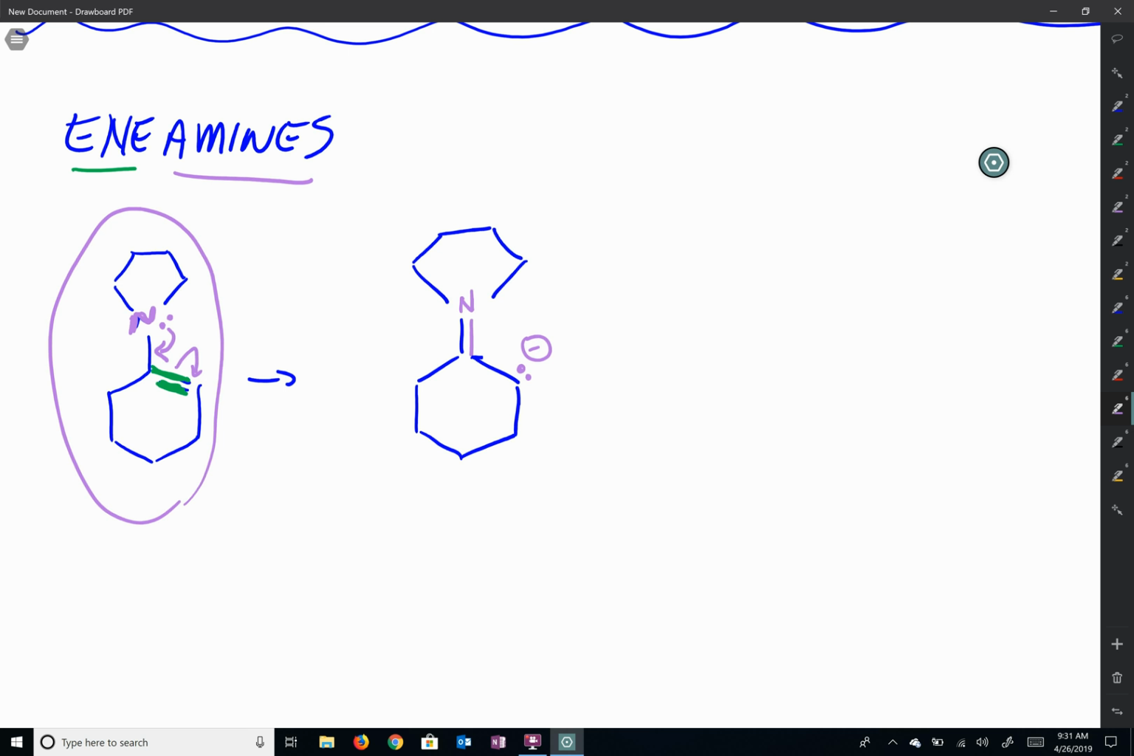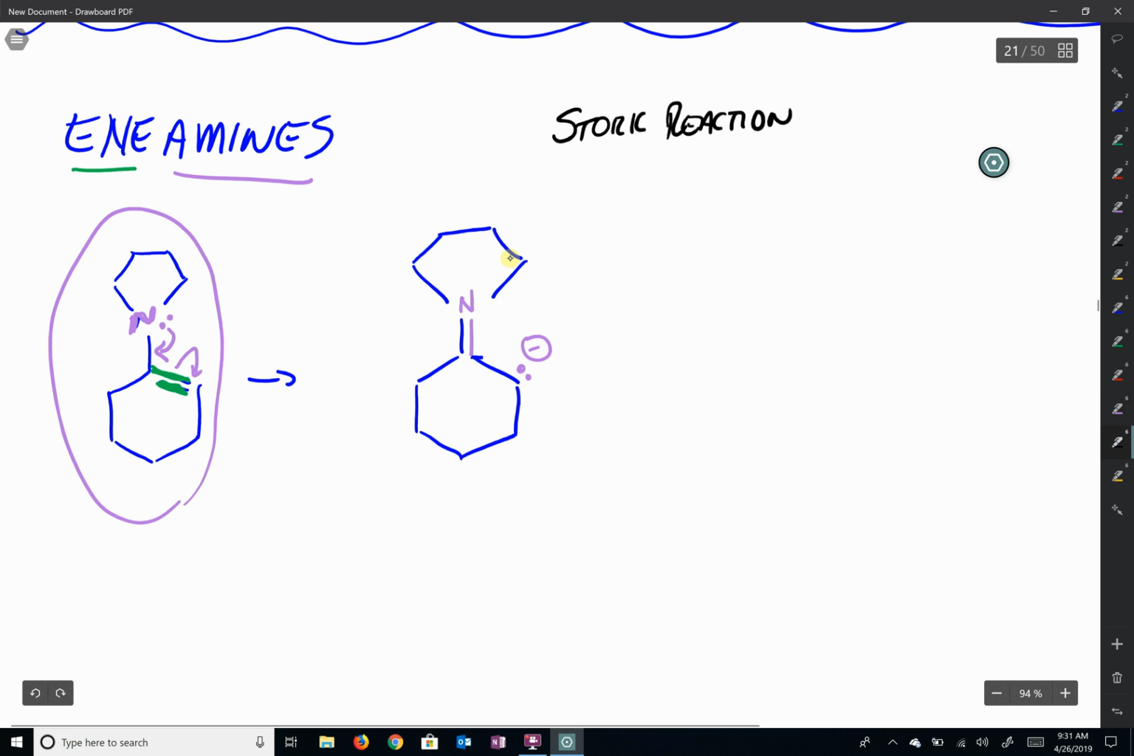Now, the way the textbook describes a lot of this, you're talking about Stork reactions, and that's just named after a certain chemist. I forget what his name is. Obviously, his last name was Stork, but he originated some of these ideas and was the first to really publish some of the ideas here. Okay.